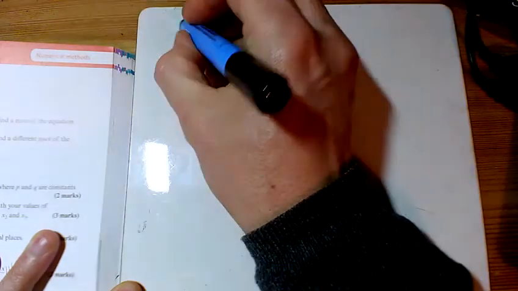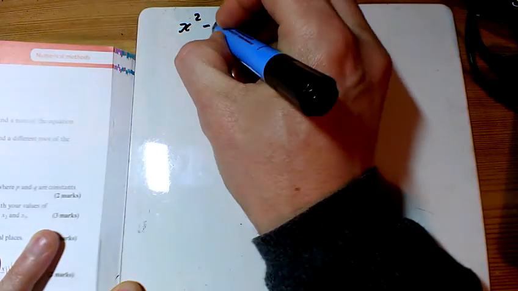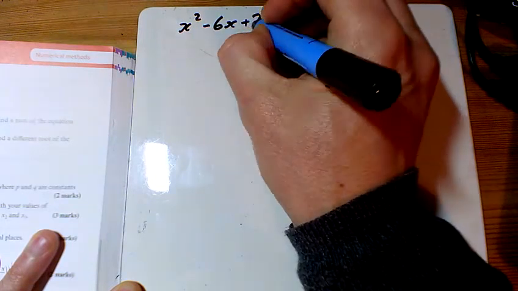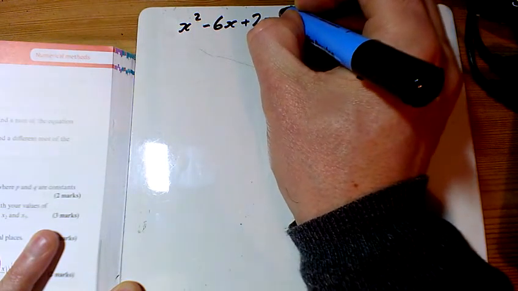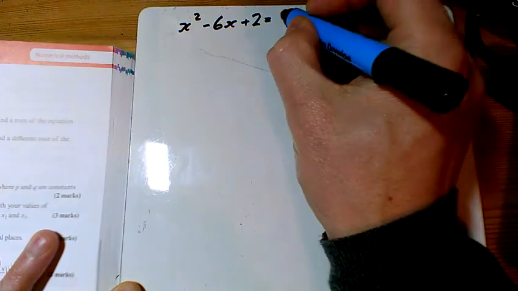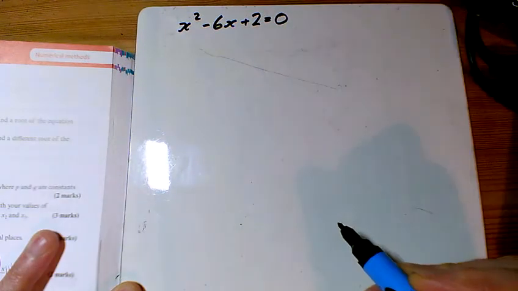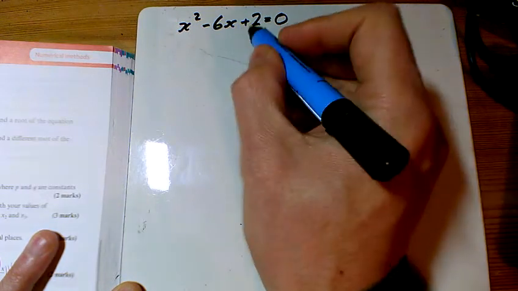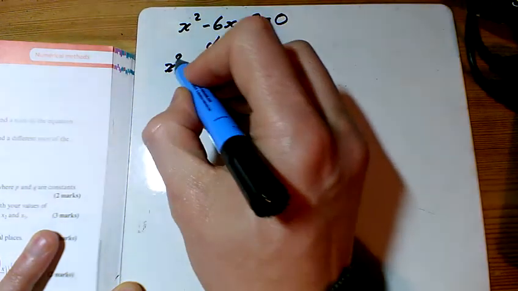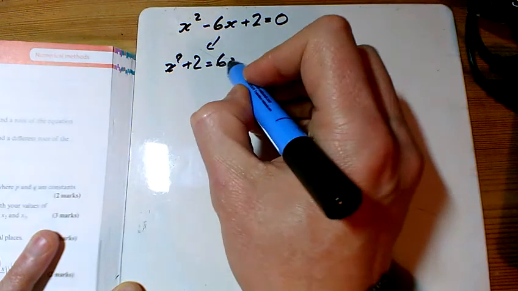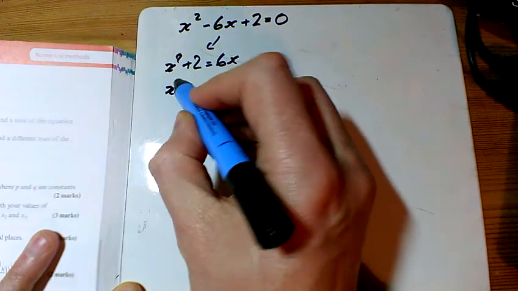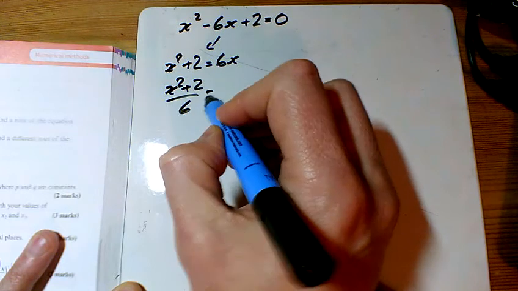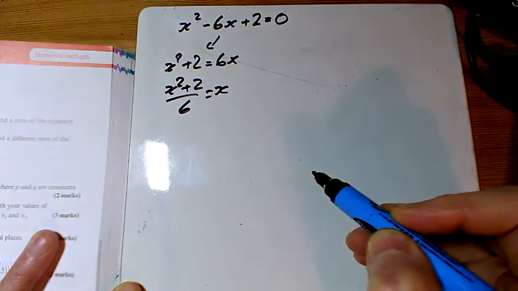Question 1. We're starting with this quadratic, x squared minus 6x minus 2, and we're going to put that equal to 0 because it says f of x equals 0. We need to just rearrange it. So if I rearrange this by adding the 6x to both sides and then dividing both sides by 6, there is the first one for a.